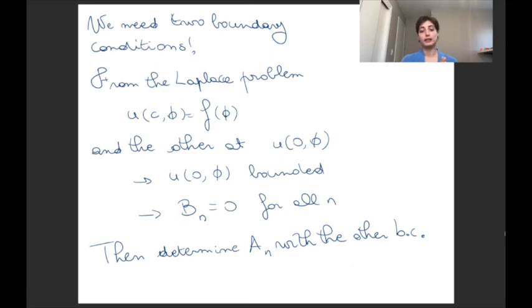Then we need to determine an with the other boundary condition. But the other boundary condition we can use through the fact that we know that the Pn of cos psi is a base for whatever. So using the information from the Sturm-Liouville problem, we can write an out.